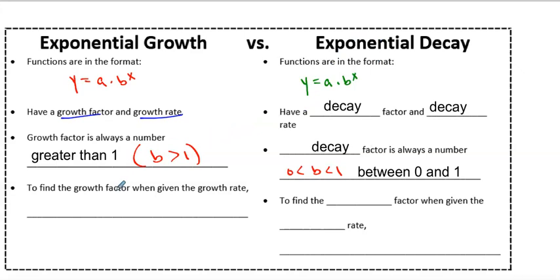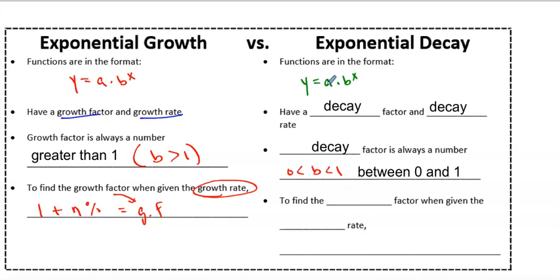Alright, to find the growth factor when given the growth rate. So I'll give you a growth rate, and we had a couple examples of that. We just take the number 1, we add the rate, so whatever n percent that was, and we have the growth factor. So 1 plus n percent will give us the growth factor, right? That's my growth factor here.